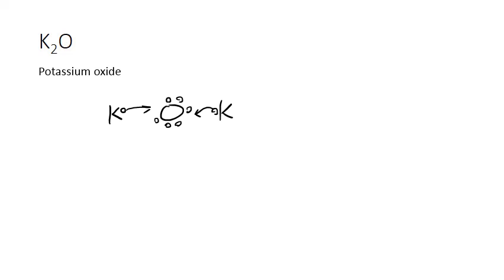You could also draw it with just having the oxygen in the middle, the potassiums connected, and then showing the 2 electrons there. They all have complete octets. That's really the main thing to remember.